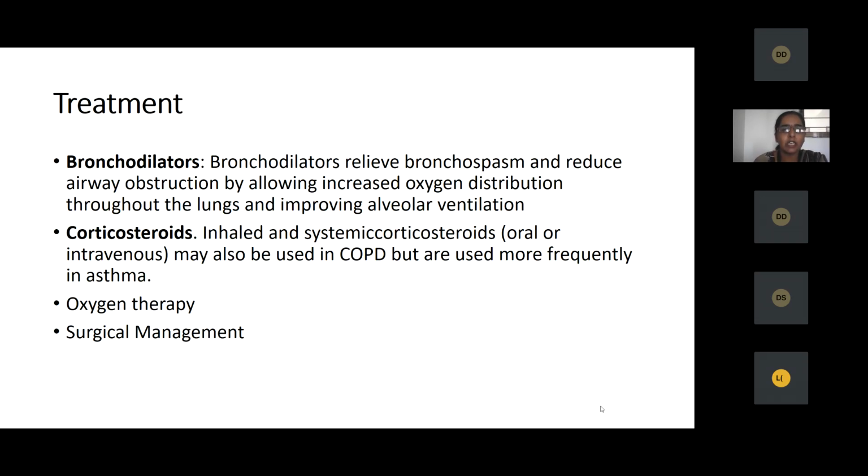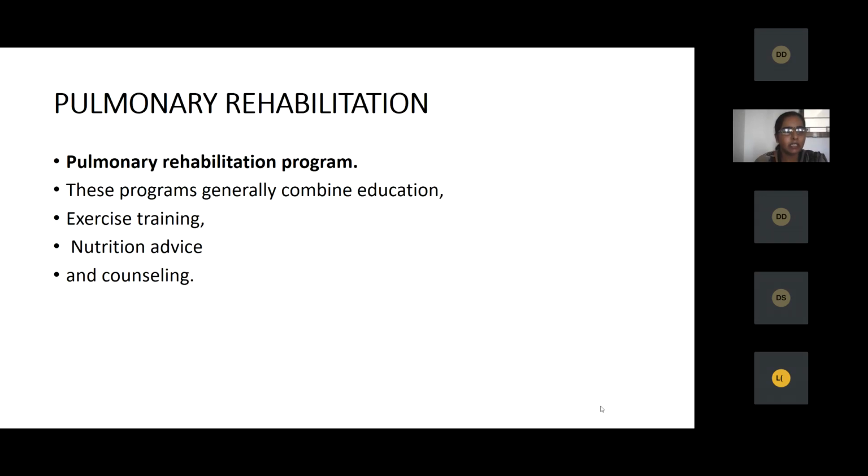Corticosteroids, inhaled or systemic, oral or intravenous, may be useful in COPD, but are used more frequently in asthma-like patients. A very important therapy is oxygen therapy, and in some cases surgical management is needed. Another important treatment in modern COPD care is pulmonary rehabilitation, which includes exercise training, nutrition advice, and counseling.